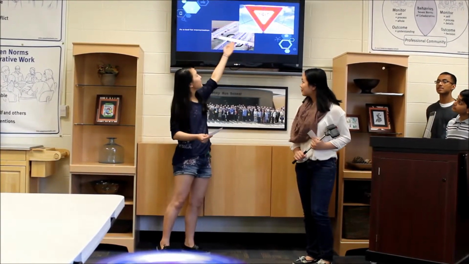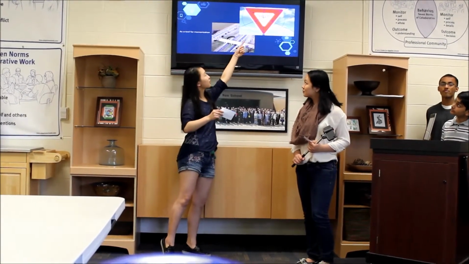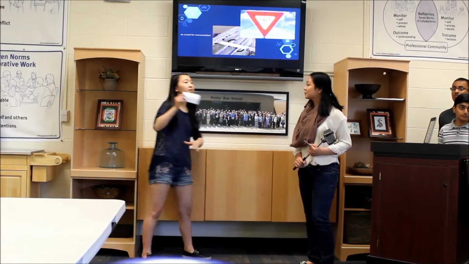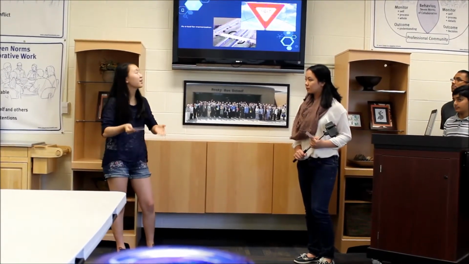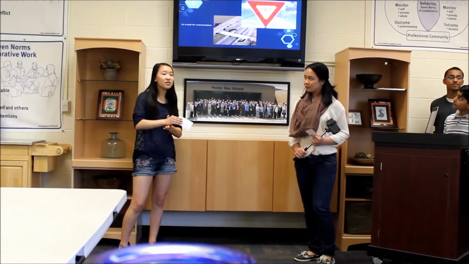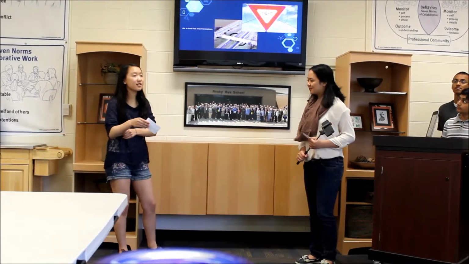So you can see a yield sign, like the triangle with a circle around it. You see that all the points from the circumcenter to the vertices of the triangle are congruent. So on a test, if you forget it, you can imagine a yield sign, and that can be used as a trigger to remember the theorem.